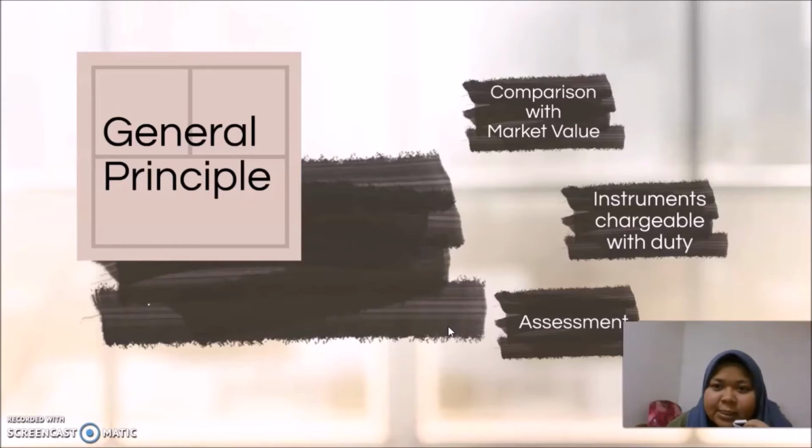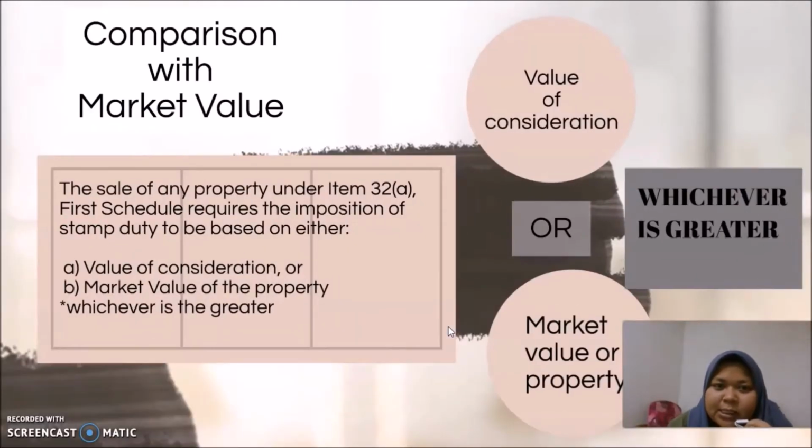Okay, the first is comparison with market value. For the sale of any property, item 32A of the First Schedule requires the imposition of stamp duty to be based on either the value of consideration or the market value of the property, whichever is greater. So you have to choose either of these two, whichever is greater, as the basis for comparison with market value.